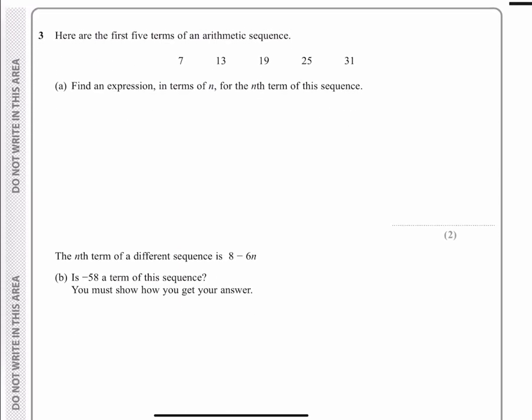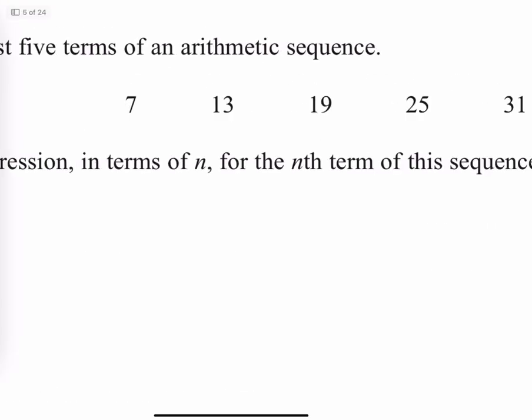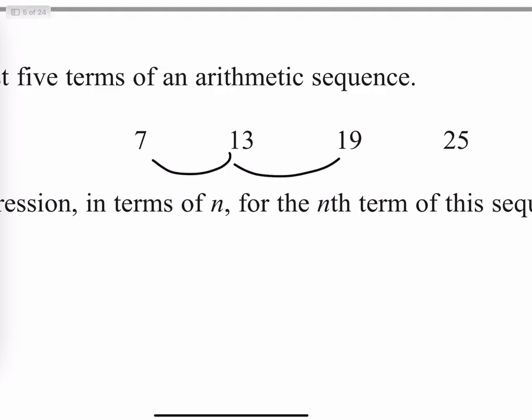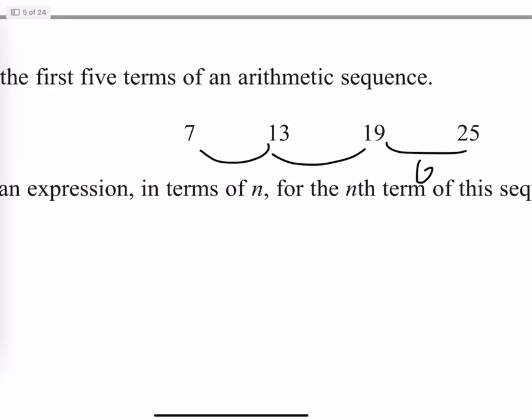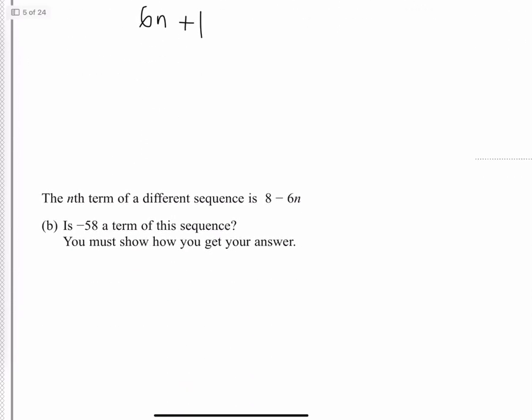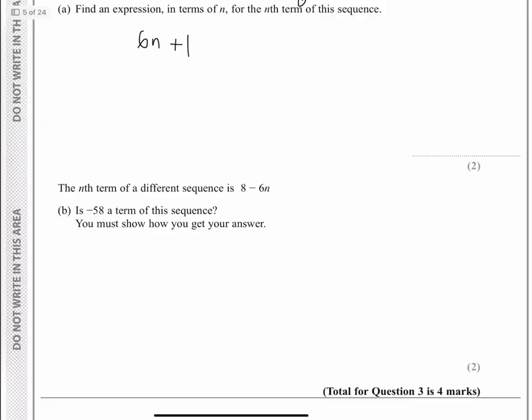Here are the first 5 terms of an arithmetic sequence. Find an expression in terms of n for the nth term of this sequence. Right, well, what do these change by? These change by 6, don't they? So we have 6n, and the first term's 7, so we need to add 1. There we go.